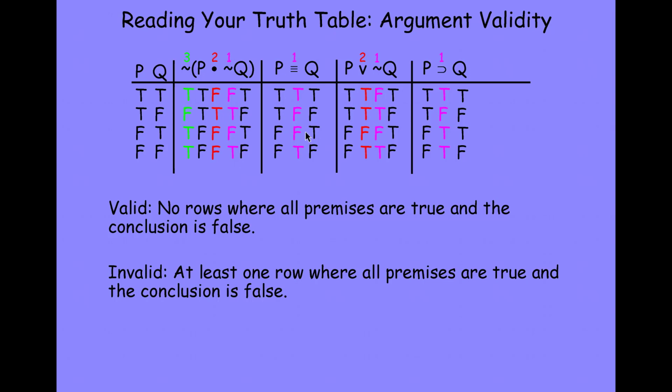Our second row, our biconditional is false. But our premise is true. So this is the row where the premise is true, but the conclusion is false. So that row shows us that that argument with our conditional statement as a premise and our biconditional statement as a conclusion, that's an invalid argument because it's possible for the premises to be true without guaranteeing that the conclusion is true. So that's an invalid argument.